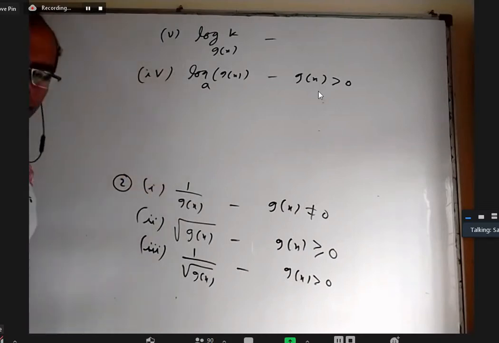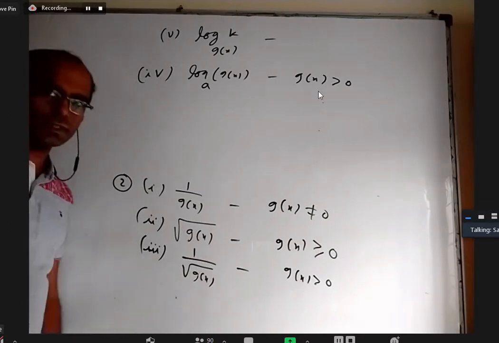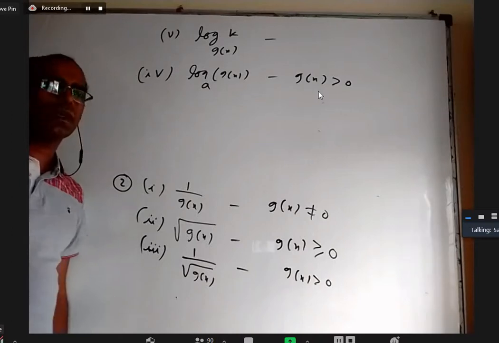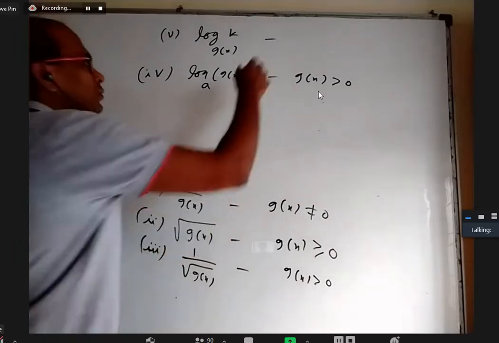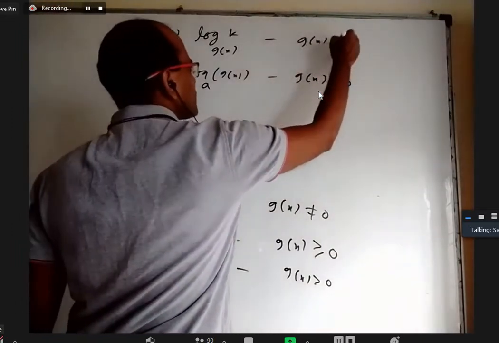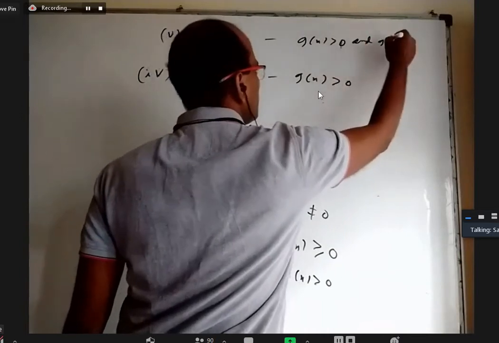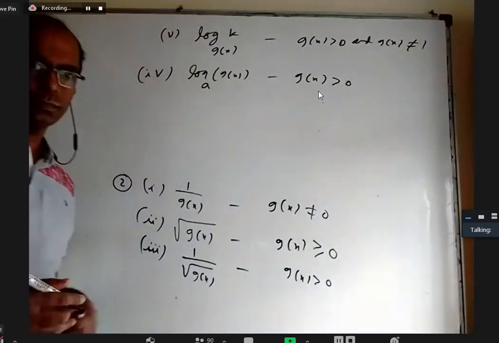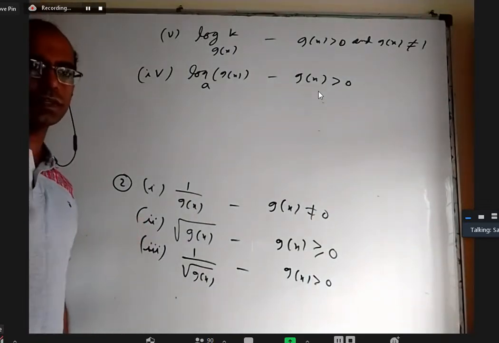Yeah, fifth point. Anybody want to tell? When g of x is greater than 1, sir. Anybody want to tell anything else? g of x is not equal to 1. Zero and not one. It need not be more than 1. It can be between 0 and 1 also. It should not be 1. So g of x should be greater than 0 and g of x should not be 1. It should be positive, but should not be 1. It can be between 0 and 1 or it can be more than 1.